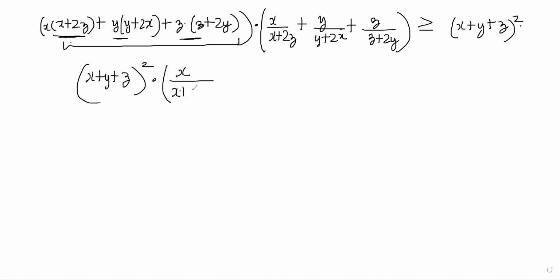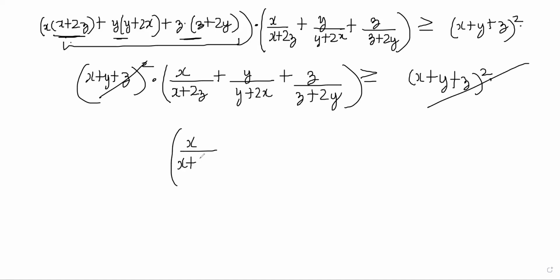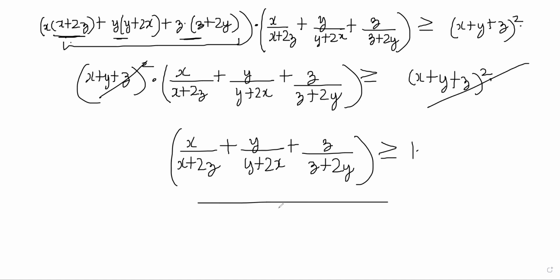We have x/(x + 2z) + y/(y + 2x) + z/(z + 2y) is greater than or equal to (x + y + z)² here. So we cancel off this term and we are getting our desired inequality: x/(x + 2z) + y/(y + 2x) + z/(z + 2y) is greater than or equal to 1.